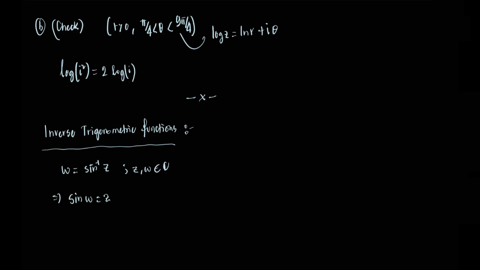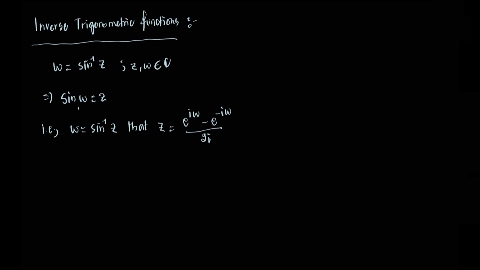Z is given to us, and we want to find how w looks like. So if w equals sine inverse of z, what does that mean? It means that z is sine of w, right? What is sine of w? You remember we talked about sine. It is e power iw minus e power minus iw by 2i. Of course you can also do the exact same thing for cosine. I am not going to do the cosine part. I am just looking at the sine part.